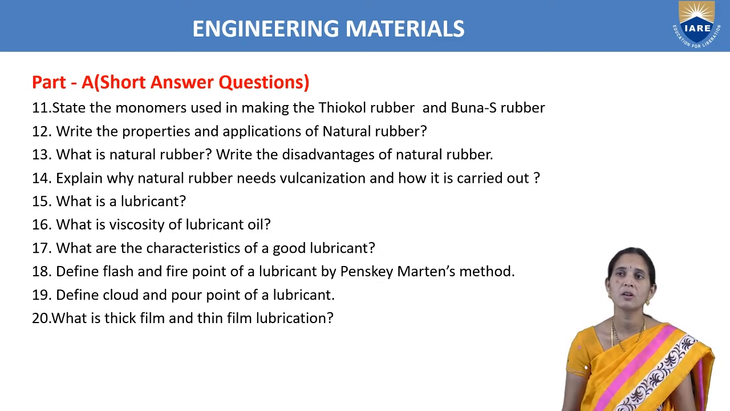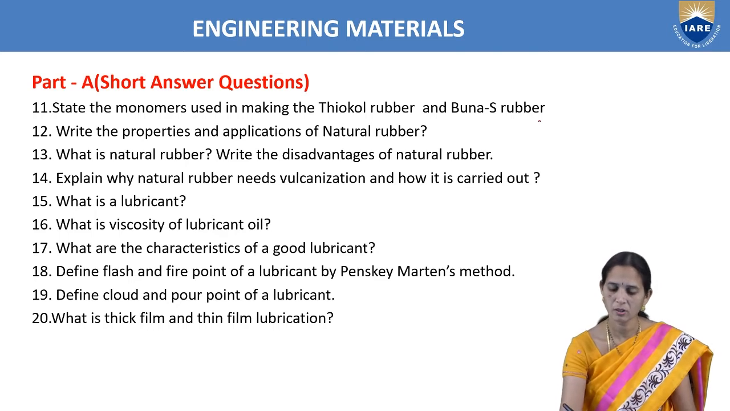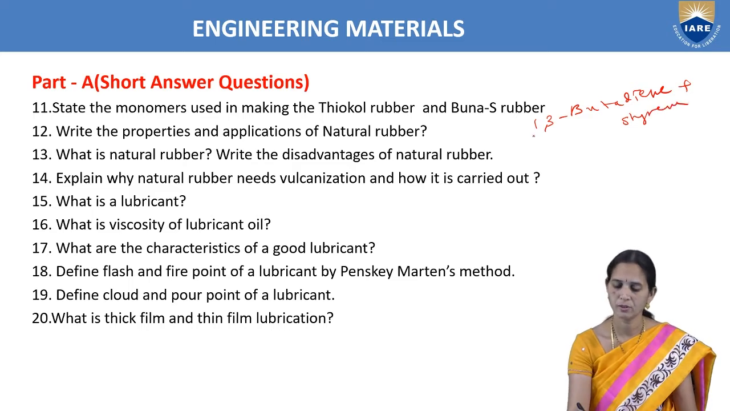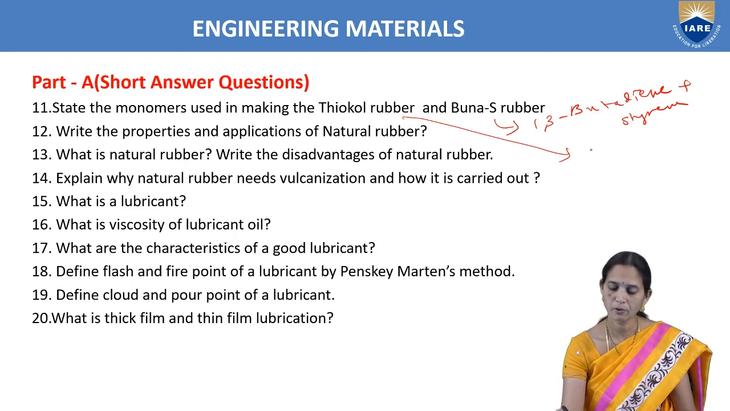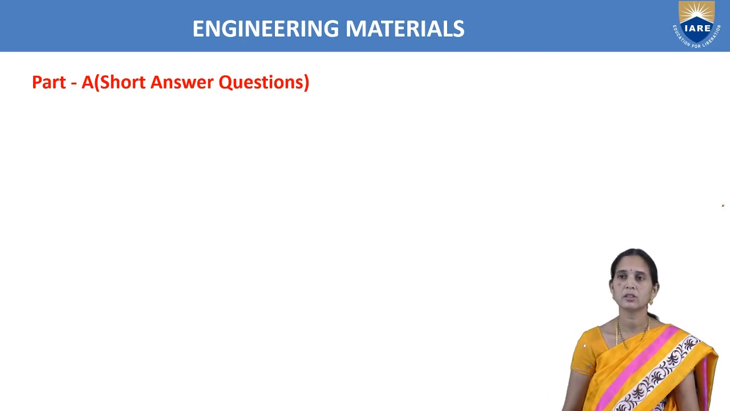For Buna-S rubber, 1,3-butadiene plus styrene. So these are the monomers for Buna-S rubber. For thiol rubber, sodium polysulfide and ethylene dichloride.